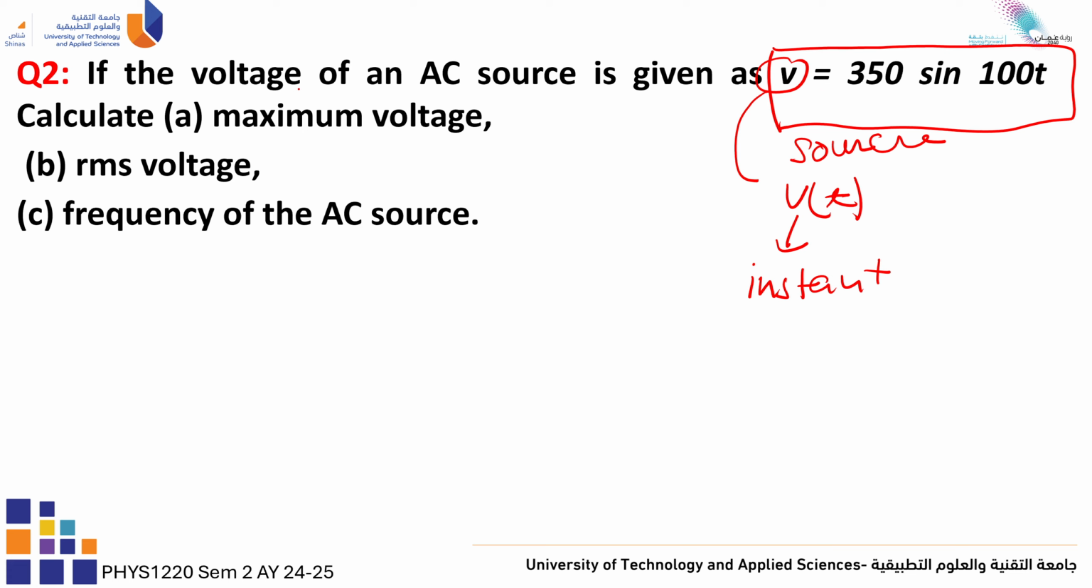There are three parts to this question: calculate the maximum voltage, calculate the RMS voltage, and calculate the frequency of the AC source. So these are the three things we have to find. What is the strategy to answer this kind of question if the value of the voltage is given like this?